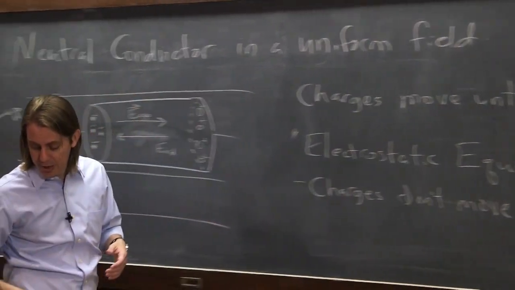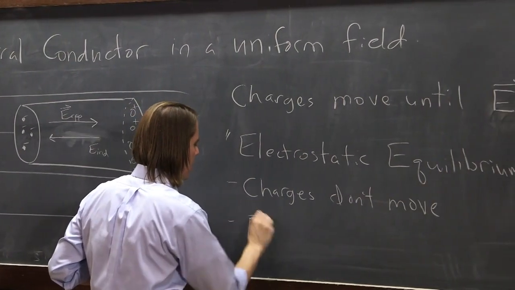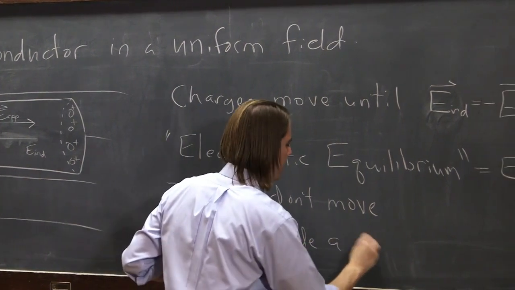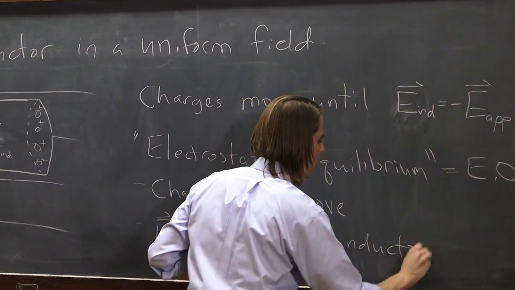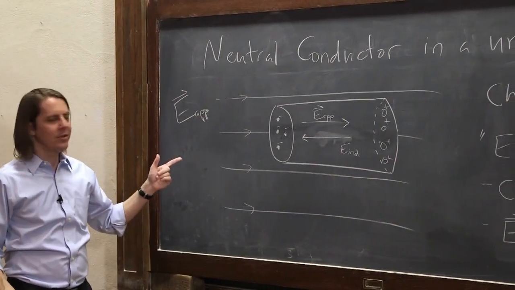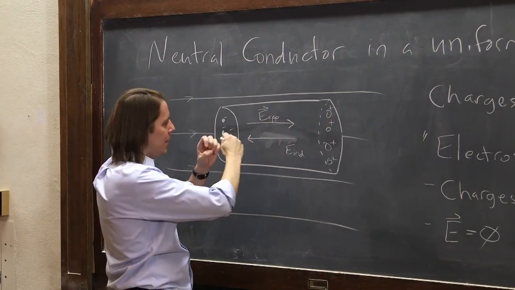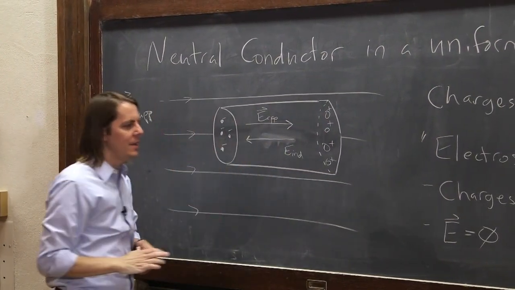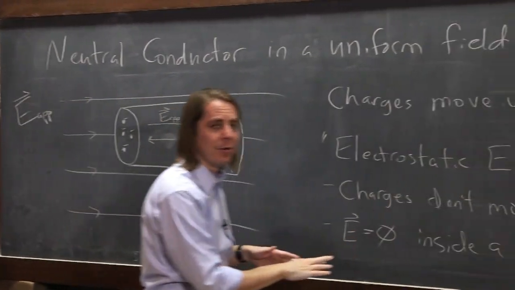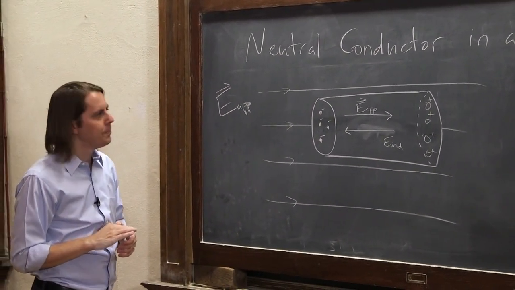Because the force on them is 0, and therefore E is 0 inside a conductor. So if we had this conductor just sitting here, popped on the applied field, the charges would immediately do this. It happens very fast. Immediately do this, create an induced field, and E is 0 inside the conductor. Okay, so that's the main thing to take away. The electric field inside a conductor will always be 0 if you let it get to electrostatic equilibrium.